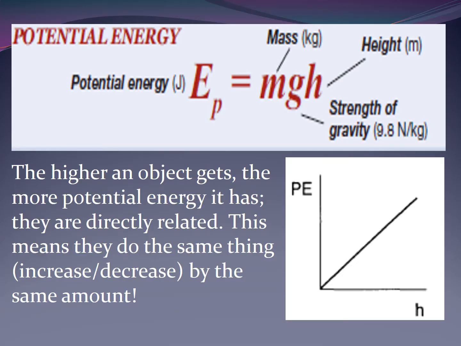So when we're talking about potential energy and we're doing our calculations, remember energy is in joules. Potential energy will be represented by a capital E, and sometimes it'll have a lower p, or sometimes we'll just say potential energy, equals mass, which is in kilograms, times g, which is the strength of gravity, 9.8. That's a constant, it'll always stay the same, times height, which is in meters. So the higher an object gets, the more potential energy it has, and this is exactly what this graph is showing.